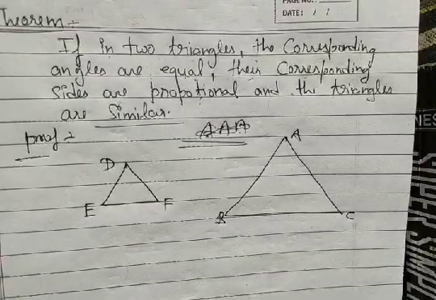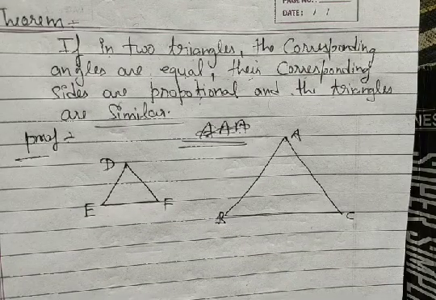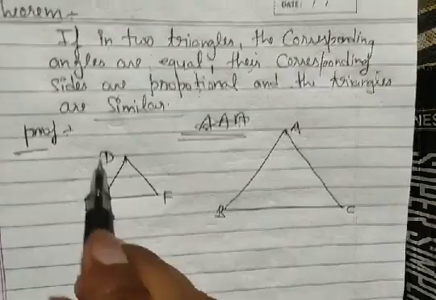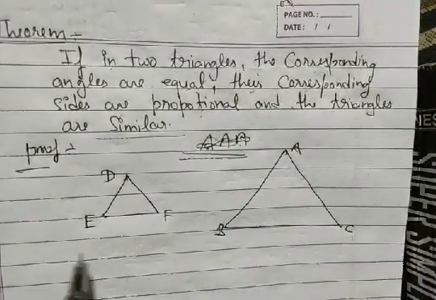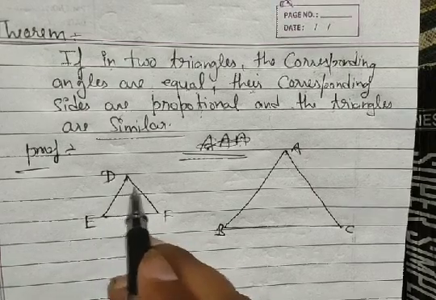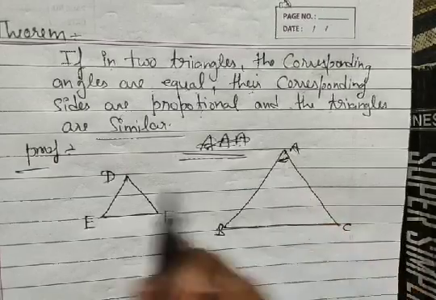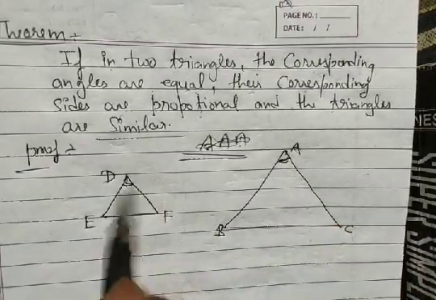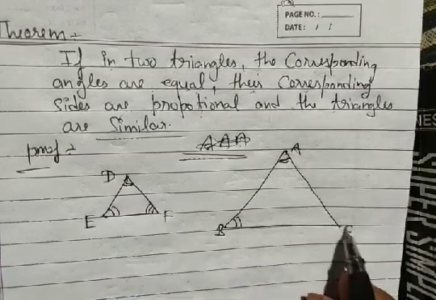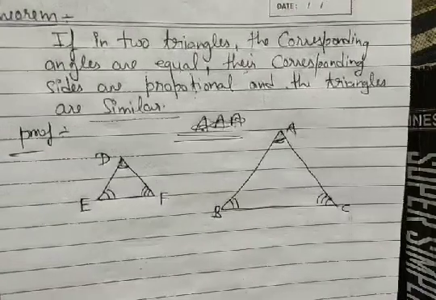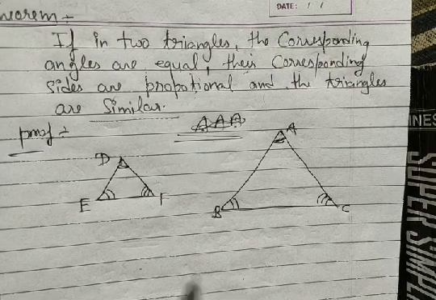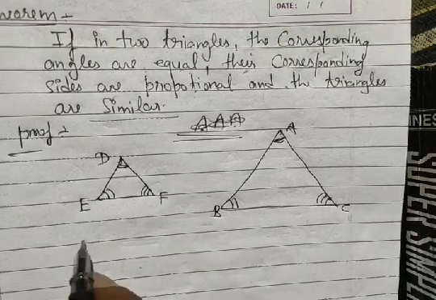Now let us have two triangles, ABC and DEF, such that the corresponding angles are equal. We are given that angle A is equal to angle D, angle B is equal to angle E, and angle C is equal to angle F. We are going to write this down.